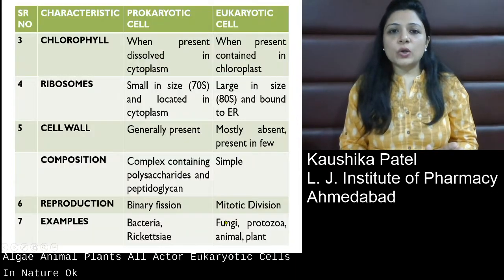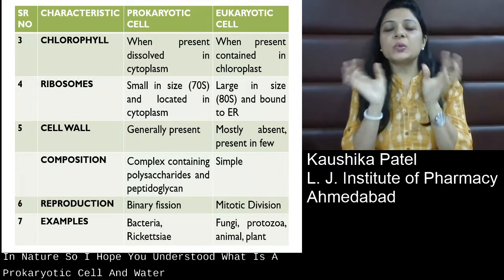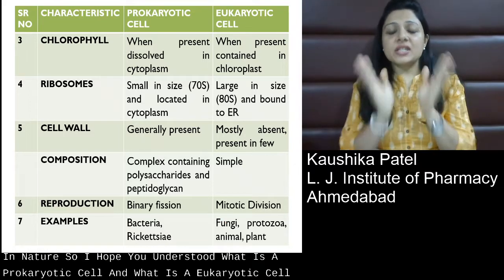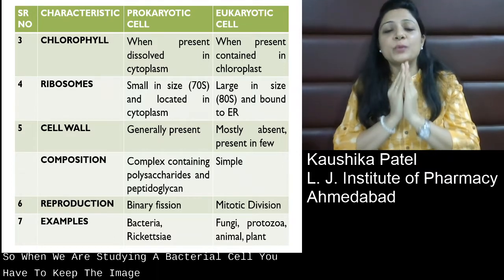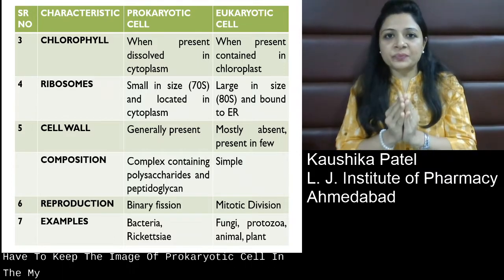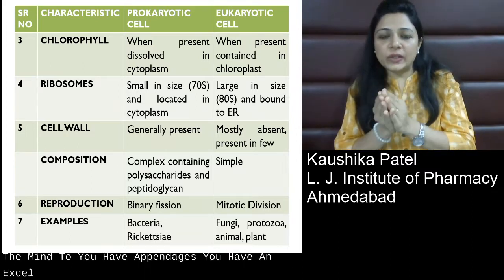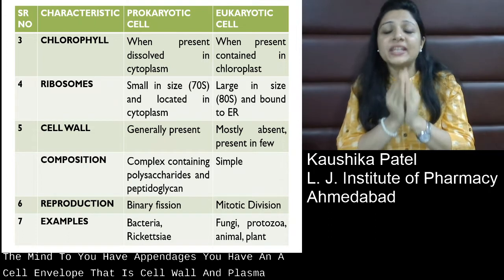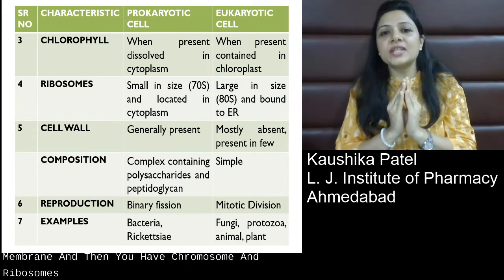Okay. So I hope you have understood what is a prokaryotic cell and what is a eukaryotic cell. So when we are studying a bacterial cell, you have to keep the image of prokaryotic cell in the mind. So you have appendages, you have a cell envelope, that is cell wall and plasma membrane, and then you have chromosome and ribosomes in the cytoplasm.